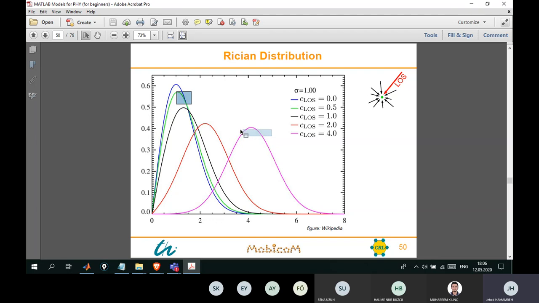So which one has line of sight? The one that has larger sigma, the one that has larger amplitude values. Here, this is the amplitude of the signal, which you can think of as the power. As you can see, for the purple curve, the power starts from 1.5, whereas the others start from zero. So in the purple one, I never get zero, I never get 0.5, I never get one. I am always above 1.5 amplitude power, which means the received signal is always good.